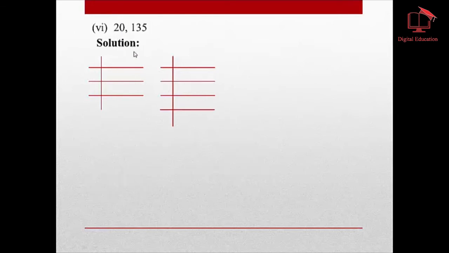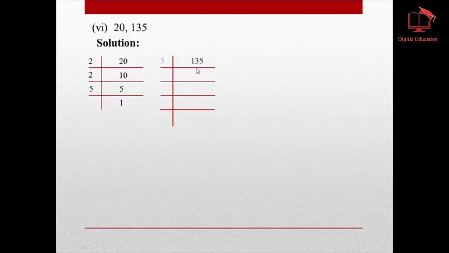Now part number 6. Same, we have two numbers, 20 and 135. First we will find out the prime factors. The prime factors of 20 are: 2 10s are 20, 2 5s are 10, and 5 1s are 5.